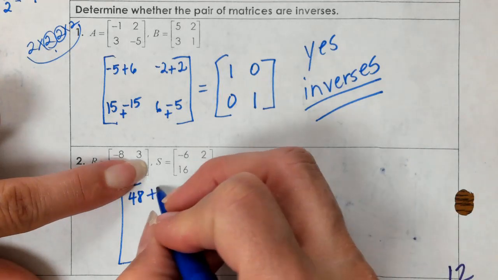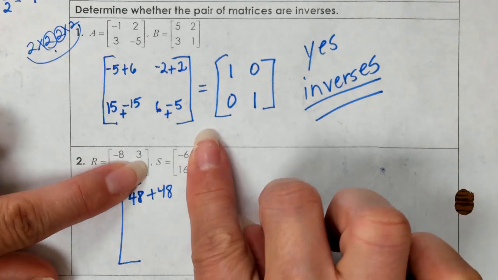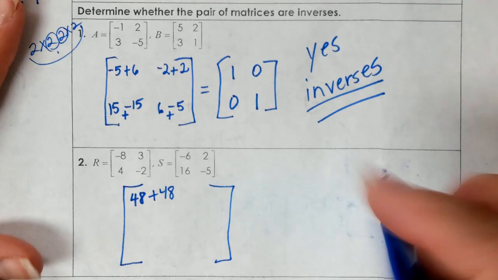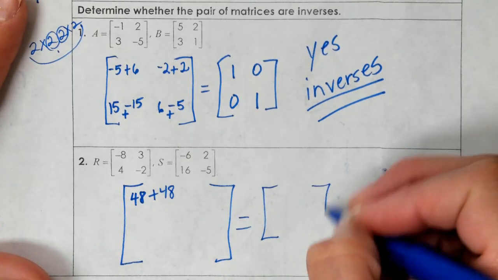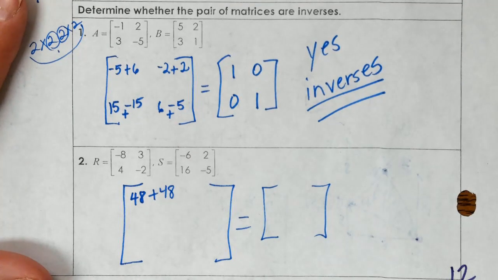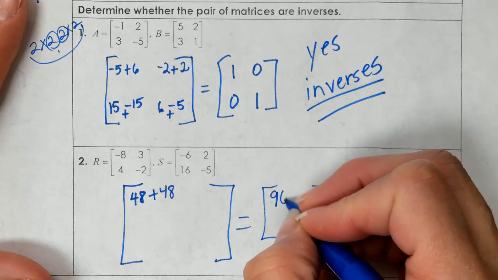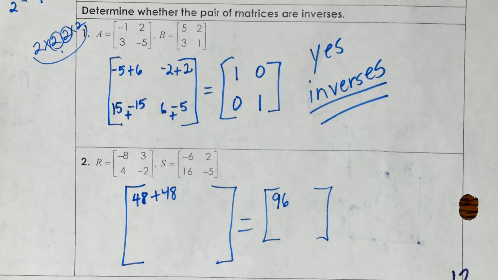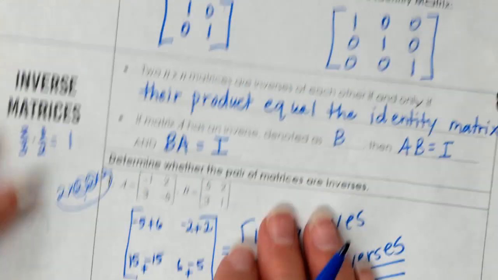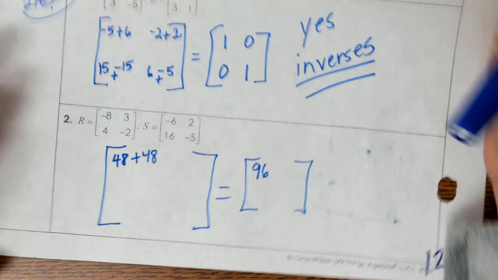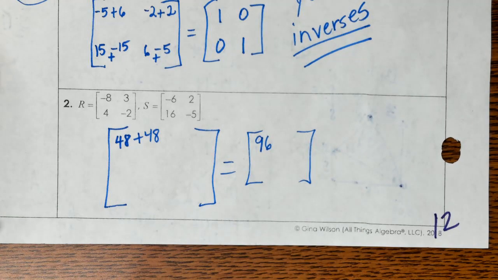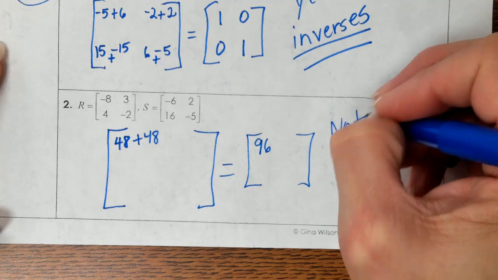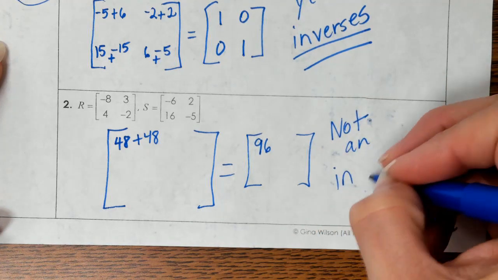Oh. Uh-oh. There's no mistakes there. Negative times negative is positive. Okay, so guess what? 48 and 48 give us 96. Is this an inverse? No, because it didn't make a 1 right there. It needed to look like this, and it already does not. Sure, we could finish the multiplying, but I already can tell that it is not an inverse of each other.